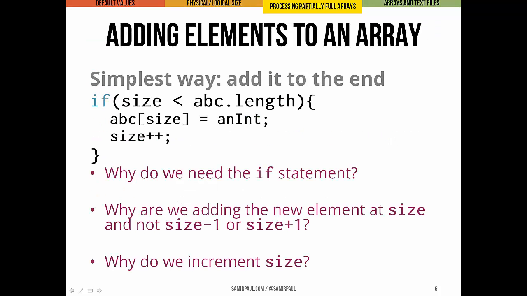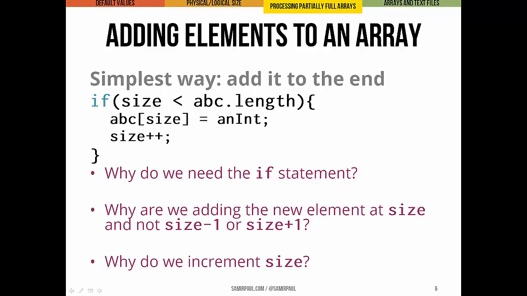Of course, in that slide, we sort of waved our hands over adding things to the array. The basic idea here is the simplest way to add something to an array is to just add it to the end, after the last available item in the array. So the first thing you've got to do is check to see whether there's a cell even available, and then you've got to remember to increment the logical size. You can see we're doing that here with the size++. As soon as size is equal to abc.length, we know the array is full, and the if statement is going to stop a range error from happening.